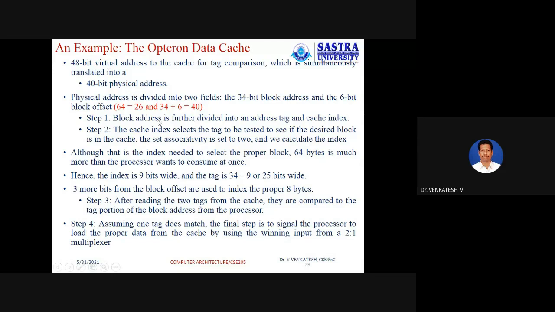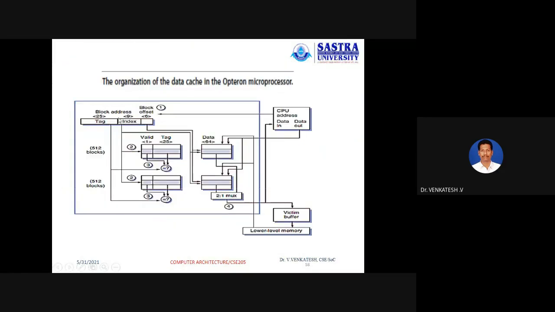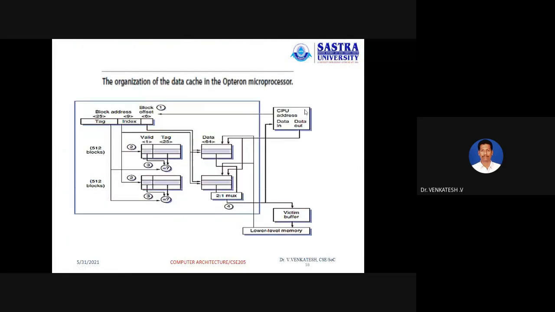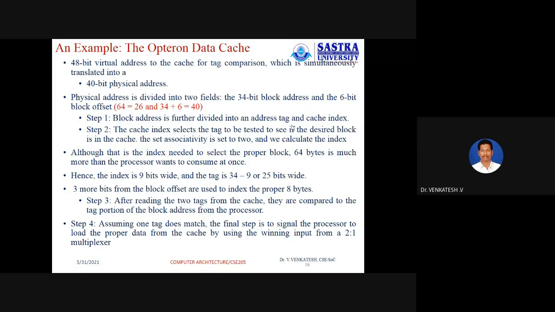What will be step one? The block address, this 34-bit, is further divided into address tag as well as cache index. So here the block address is divided into 25 plus 9, that is 34, divided into tag as well as index. That is the information given. If you read this theory, it will be helpful for the previous. I couldn't put all those things in a single slide, and that is why I have given it in this one.